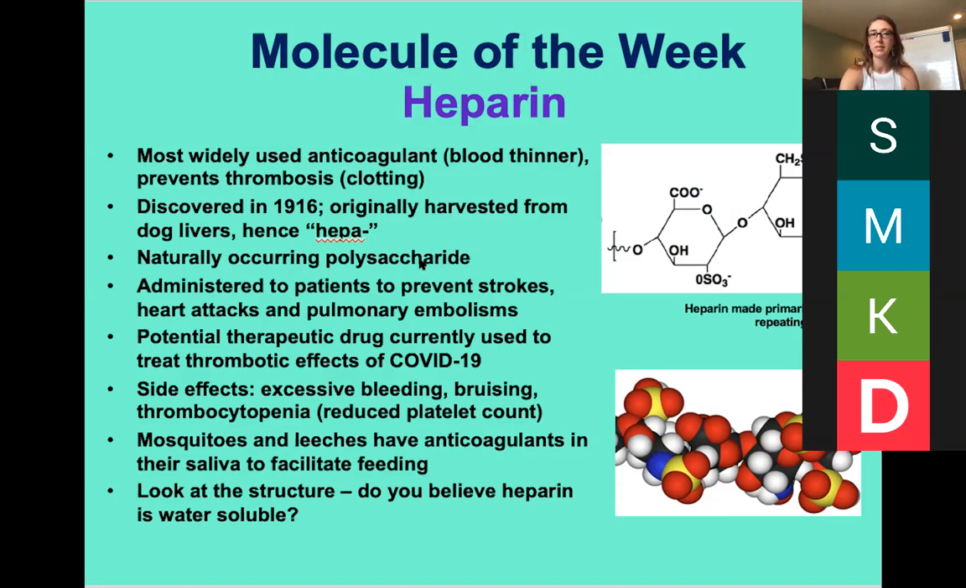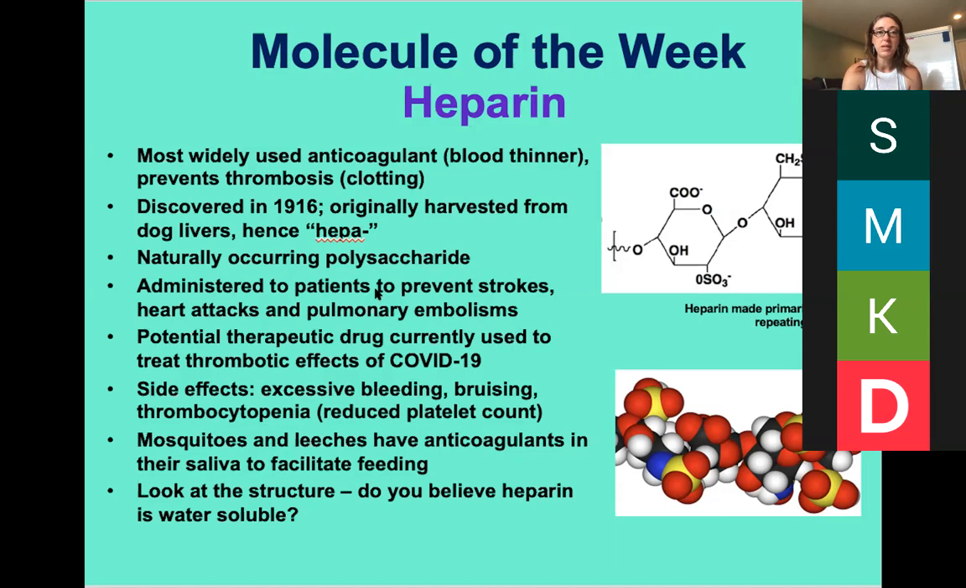A polysaccharide is a type of sugar or carbohydrate, and it has a repeating subunit. This is what the repeating subunit is, basically these 2 ring structures that are repeating. That's what makes the polysaccharide. They all link together. It's administered to patients to prevent strokes. Strokes are caused by a blood clot in the brain. Heart attacks would be caused by a blood clot near the heart. And then a pulmonary embolism would be a blood clot that is in your respiratory tract, in your lungs.